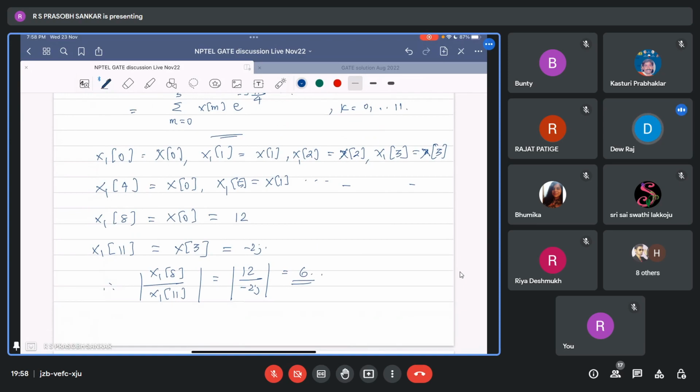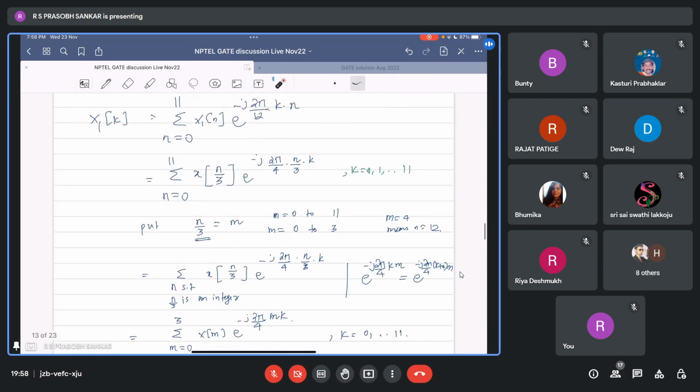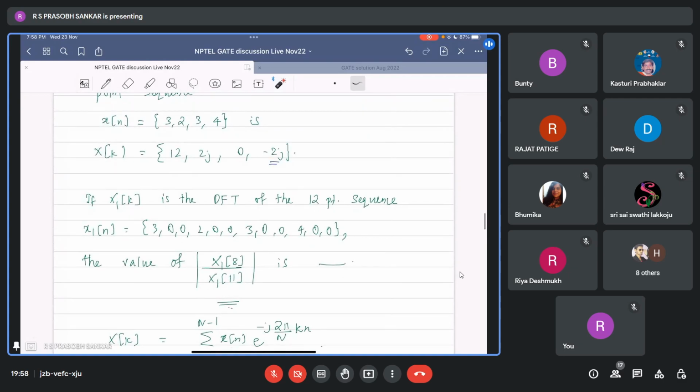Is it okay? Okay. So the key takeaway here is that wherever we have an actual signal and we add zeros in between, the DFT will repeat that many times. For example, if we add two zeros in between, the DFT of the new sequence will be the DFT of the original sequence, again the DFT of the original sequence, and one more time. So it will come three times. That's the idea.